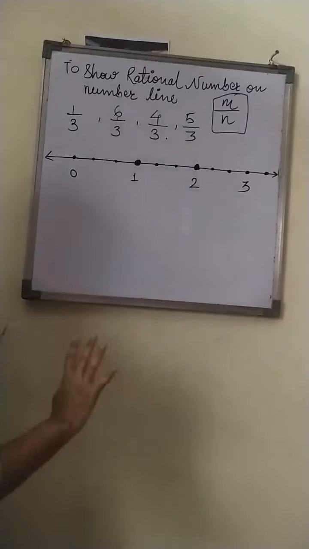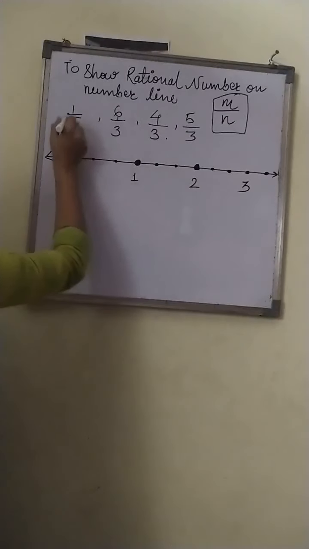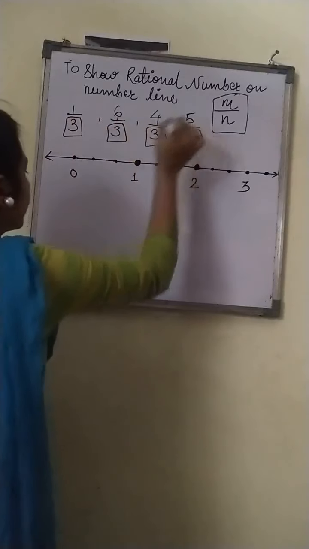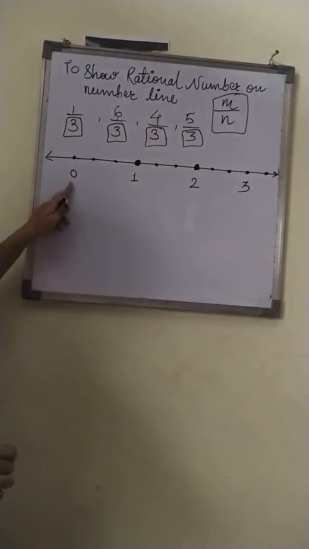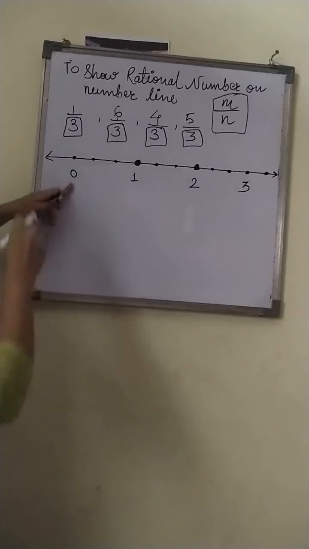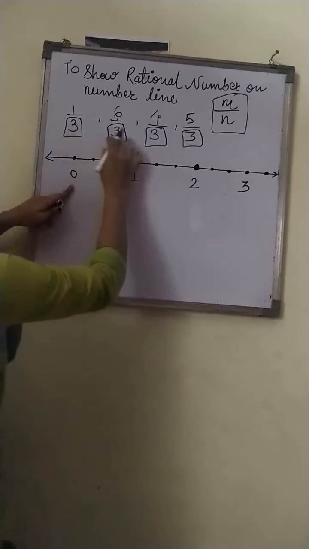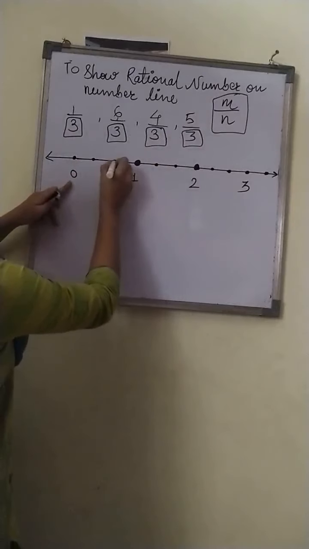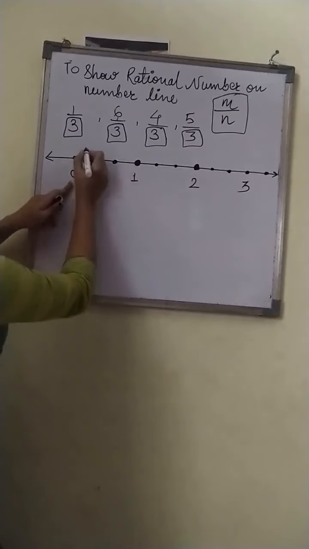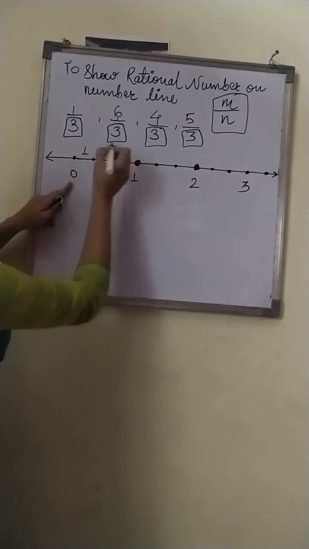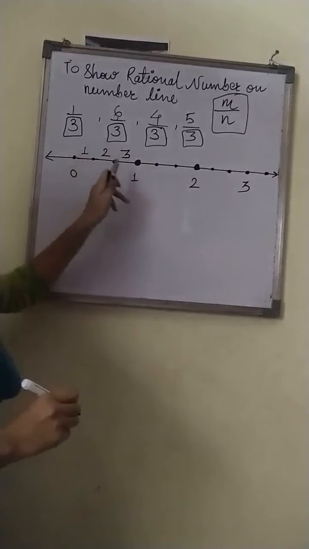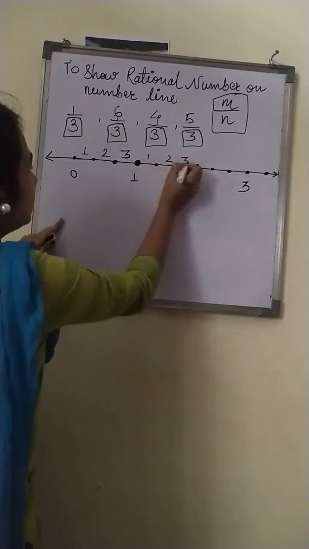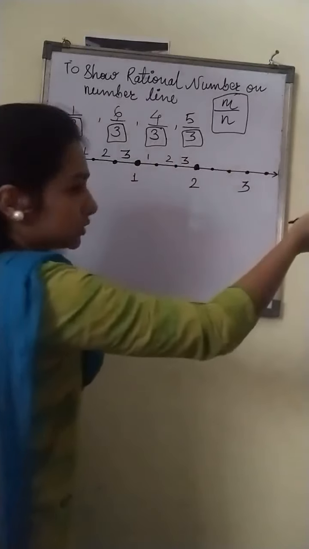Now what is your first step? If your denominator is the same, what do you have to do? I told you that your number line starts from 0. In the denominator 3 is there. So between 0 and 1 you are going to make 3 parts: first part, second part, third part. Again from 1 to 2 you are going to make 3 parts: first part, second part, third part. Again the same for all other numbers.